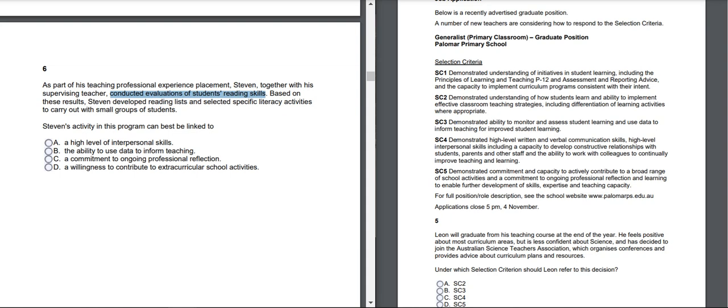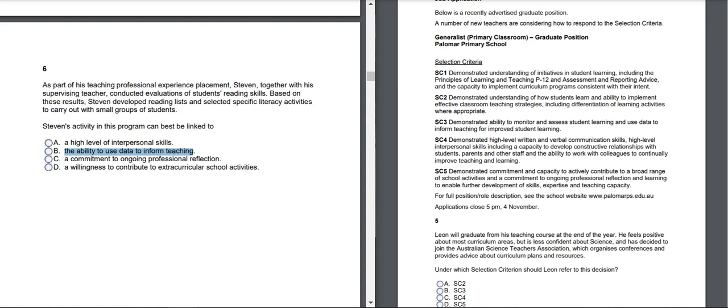So his activity can be linked to a high level of interpersonal skills. Interpersonal skills is getting along with people. It's not really mentioned much. The ability to use data to inform teaching. This looks to be exactly what we're looking for. A commitment to ongoing professional reflection. That was from the earlier question. And a willingness to contribute to extracurricular school activities. Again, from the earlier question. This hits the nail on the head. Which is obviously an idiom for doing the right thing.